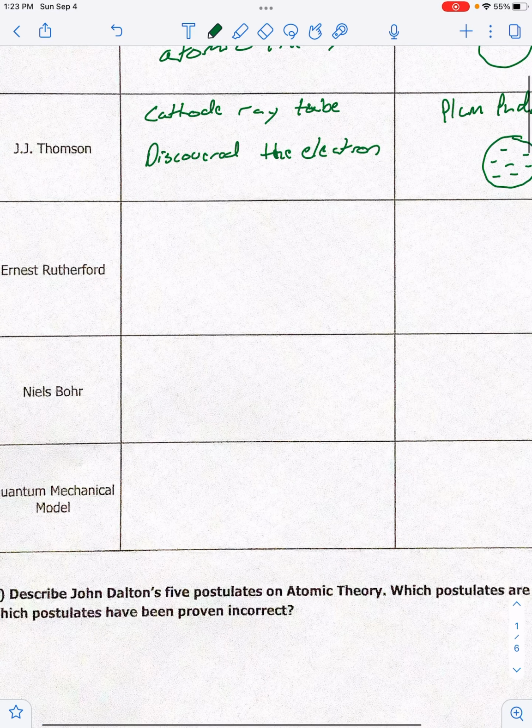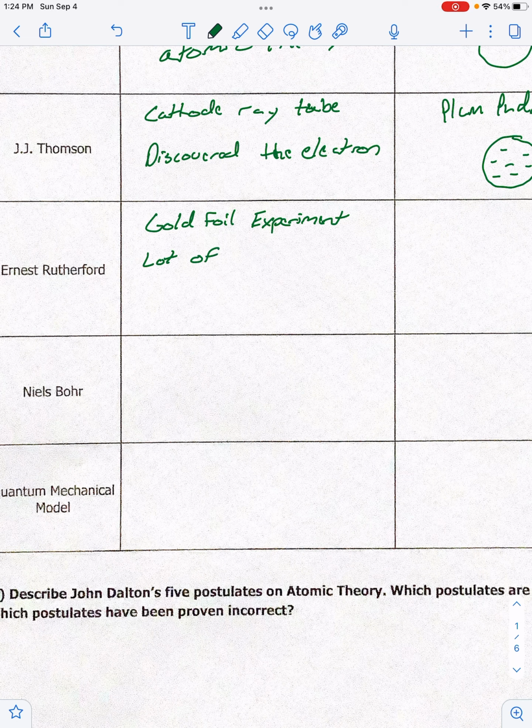Then our next guy that came along was Ernest Rutherford. His was the gold foil experiment. I'll explain it: basically he shot positive alpha particles at gold foil, and when he did this, he noticed that most of them went through. So that means there was a lot of empty space, so his atom model had a lot of empty space. That already disproved Thomson and Dalton, who thought the atoms were just big giant spheres. When most of those particles went straight through the gold foil, that means there was a lot of empty space for it to get through.